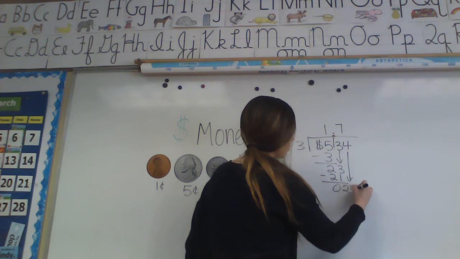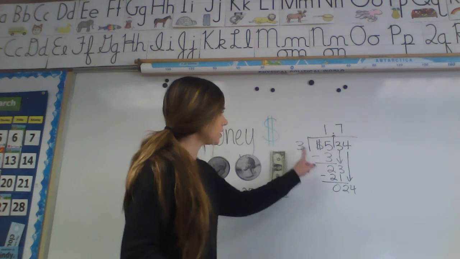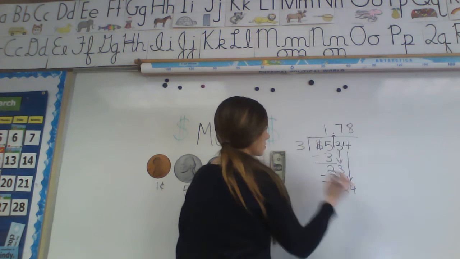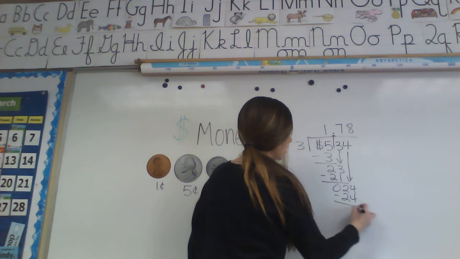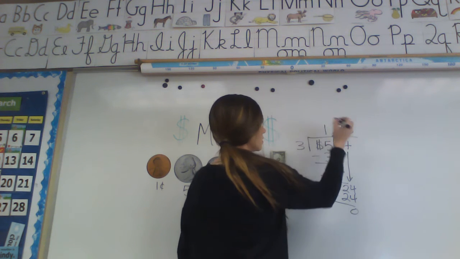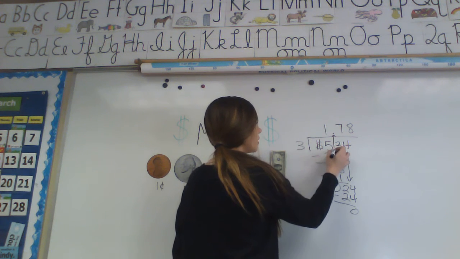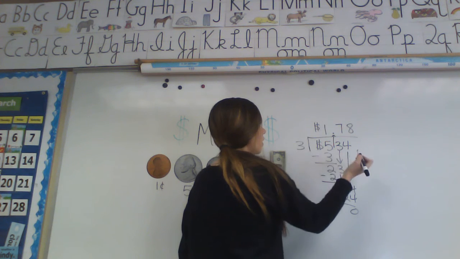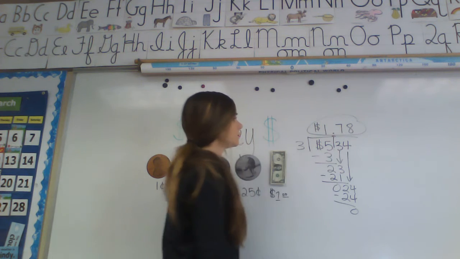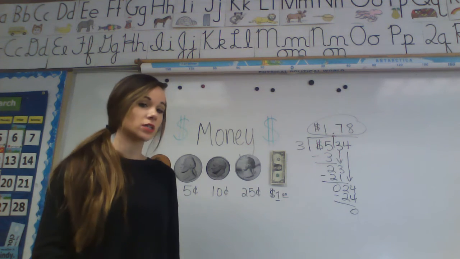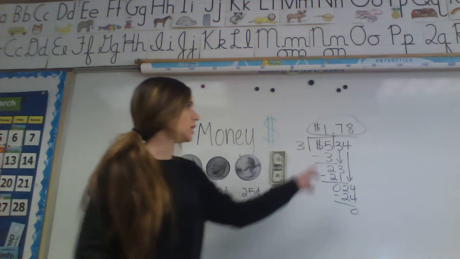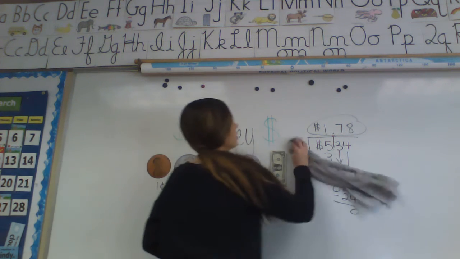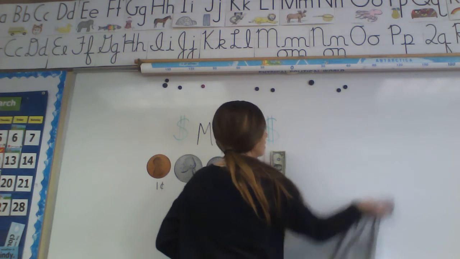We're going to carry down the 4. 3 goes into 24 8 times. 8 times 3 is 24. Goes in evenly. So we know $5.34 divided by 3 is $1.78. So if you were to split $5.34 between 3 people, each person would get $1.78. So carrying the decimal point is key.